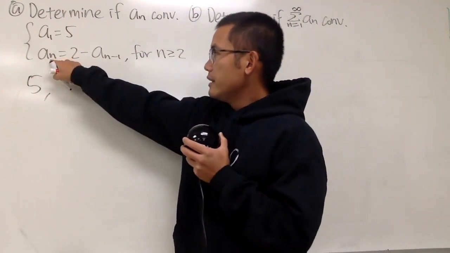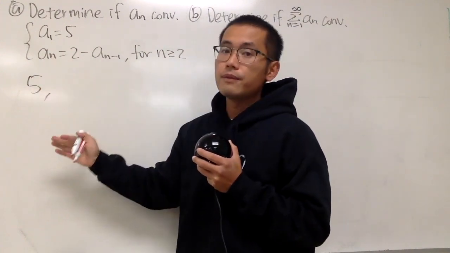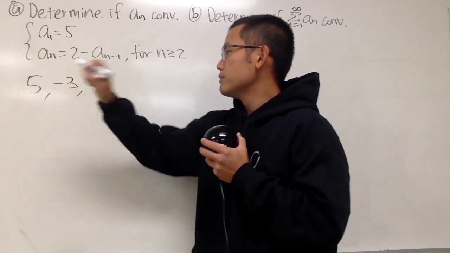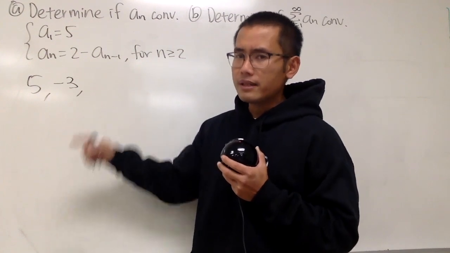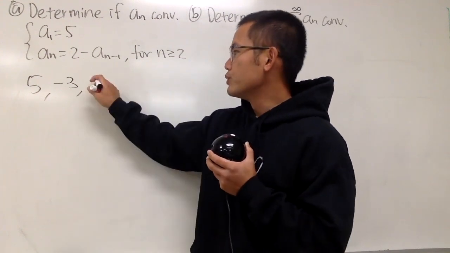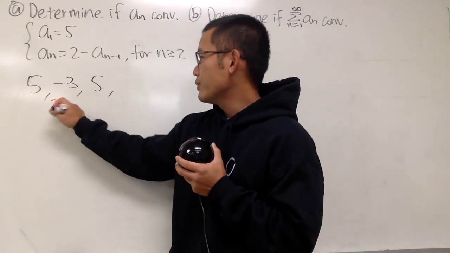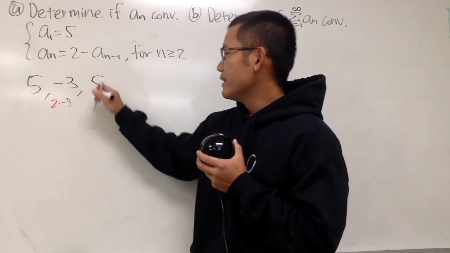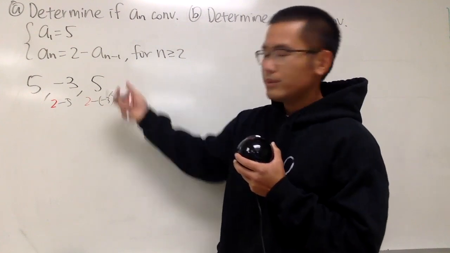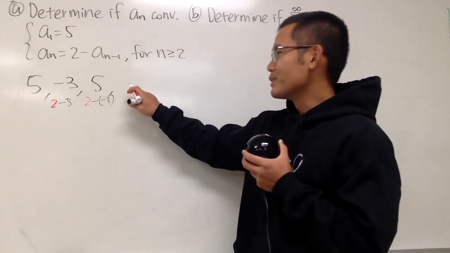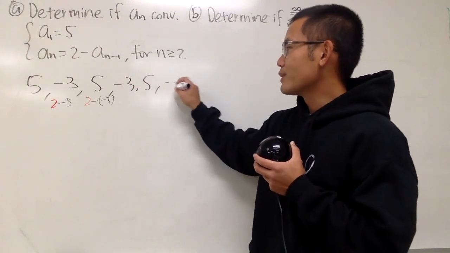Then the next term is going to be 2 minus our previous. So we just do 2 minus 5, which will give us -3, right? And then we will do 2 minus our previous term. 2 minus -3 is the same as 2 plus 3, which is 5 again. So again, let me just write this down. This is 2 minus 5. And then this is 2 minus -3. And next we get 2 minus 5, we get -3. And then 5, and so on.